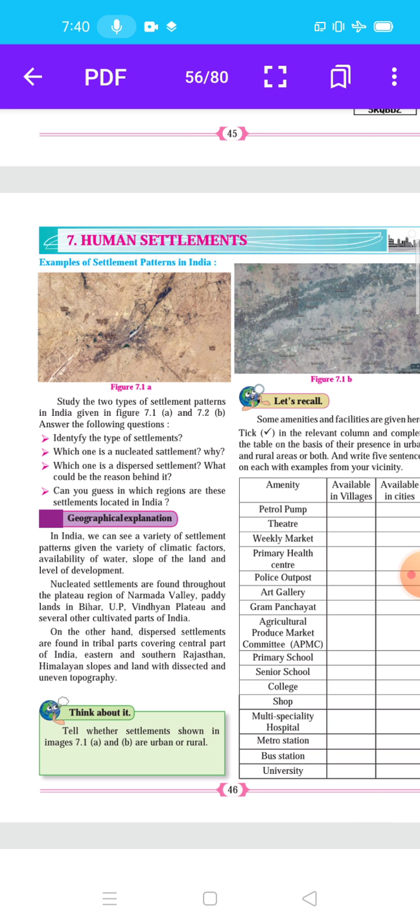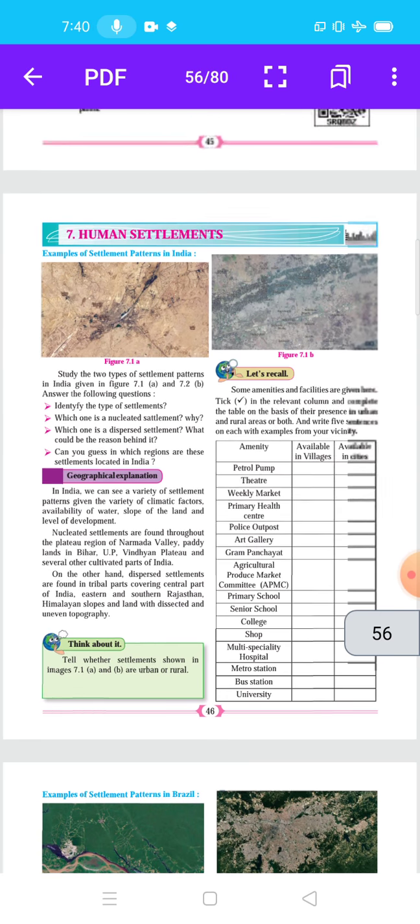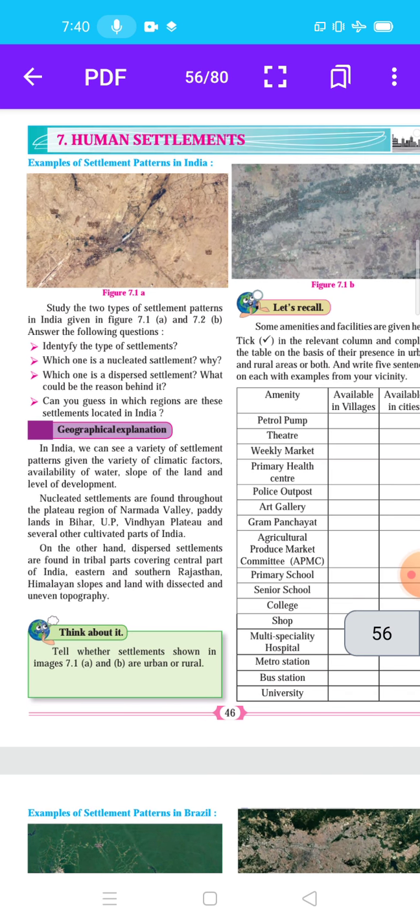Why? Because here it is cultivated land and has a centrally located water body. That is why 7.1a is a nucleated settlement. Then our third question: which one is the dispersed settlement, and what could be the reason behind it? From these two figures, 7.1b is the dispersed settlement.